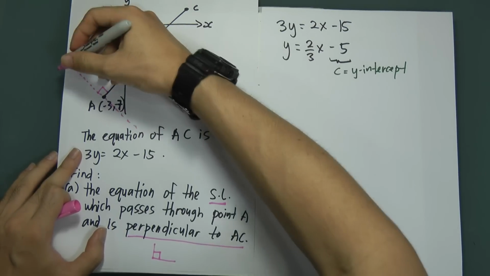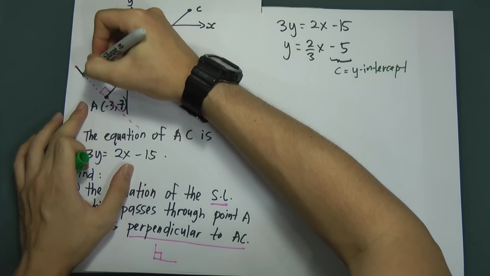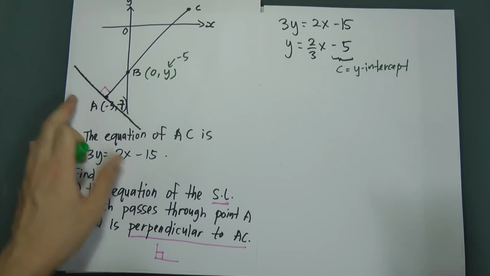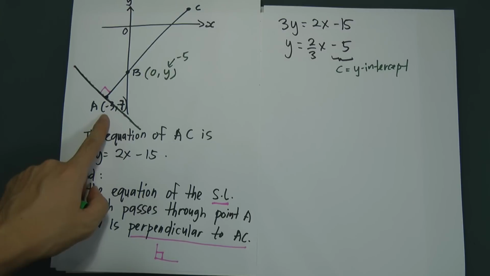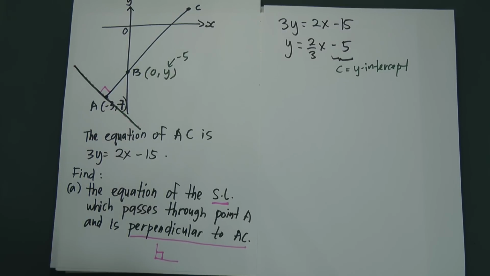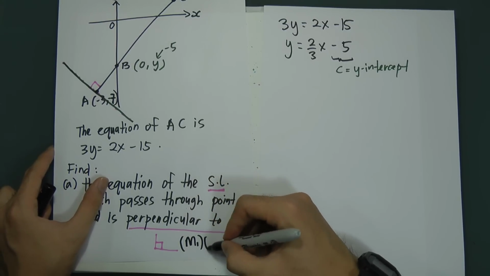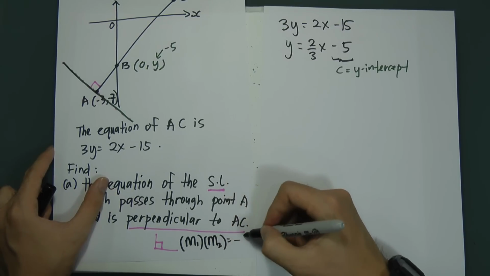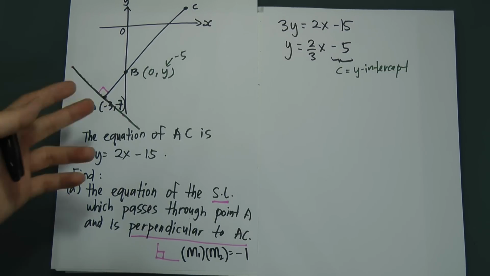Now he asks you to find the equation of this straight line. This straight line is perpendicular to AC and passes through A. A is (−3, −7), because later we have to use this coordinate. So the first thing when I see perpendicular, the first formula that comes to my mind is m1 × m2 = −1, because this is the very important formula for perpendicular lines, or when they say form a 90 degree angle.